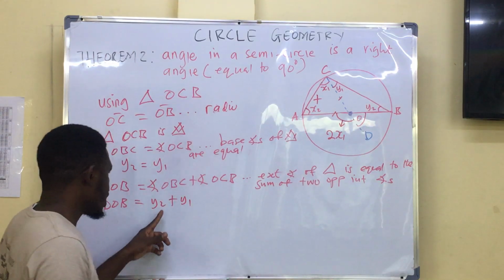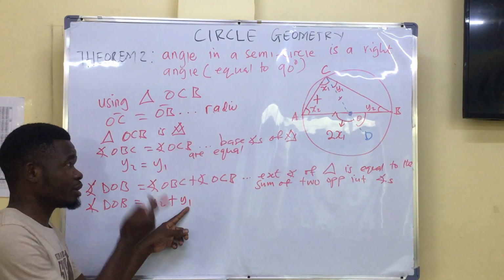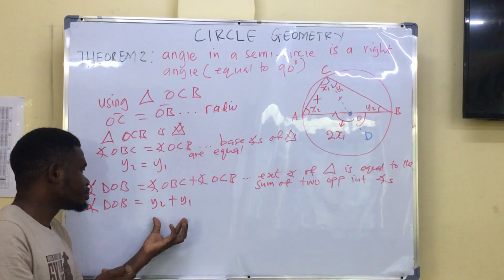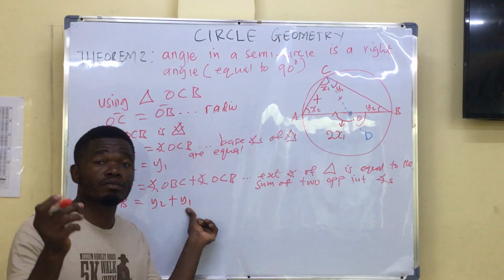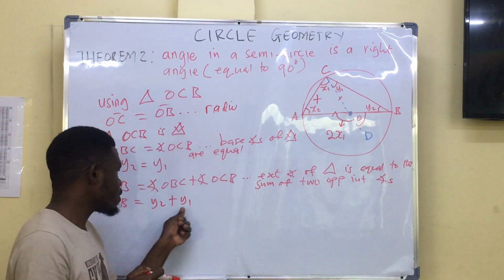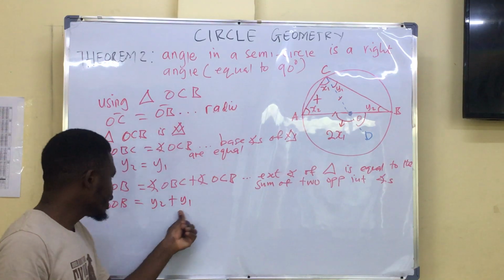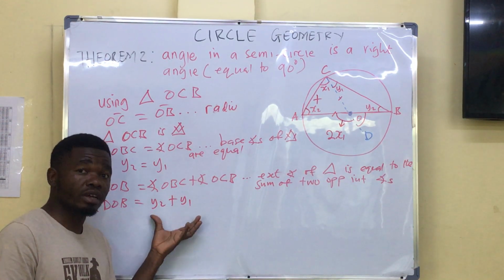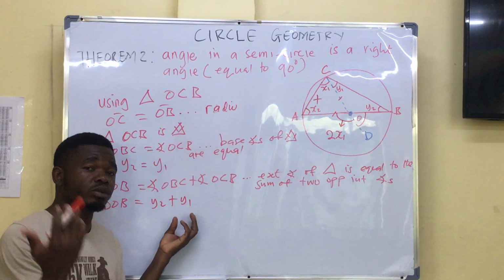Meaning that y1 is a base angle that side, right? y2 is a base angle that side as well. Meaning that y2 and y1 have the same value. If y2 is 30, y1 is 30 as well. If y2 is 50, y1 is 50 as well, right? So let's say y1 is 50, meaning that y2 is 50, right? So if you add them, it will give us 100, right?